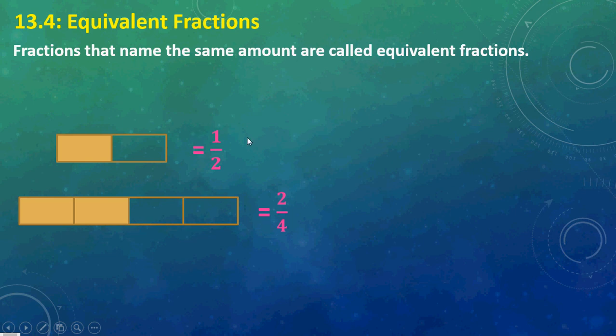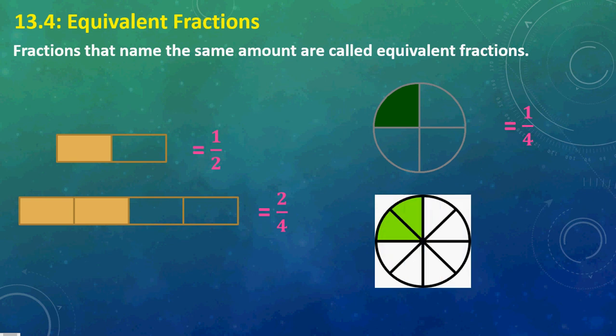Now, these fractions are equivalent fractions, o fracciones equivalentes. ¿Por qué? Porque en cada una de ellas es lo mismo. De esto está lleno la mitad. Y de esto está lleno la mitad también. Así que tenemos equivalent fractions. Now, what happens over here? My fraction over here is 1 over 4, right? 1 over 4.